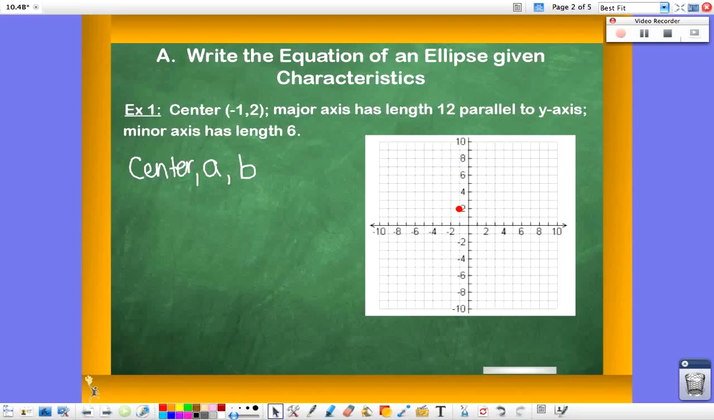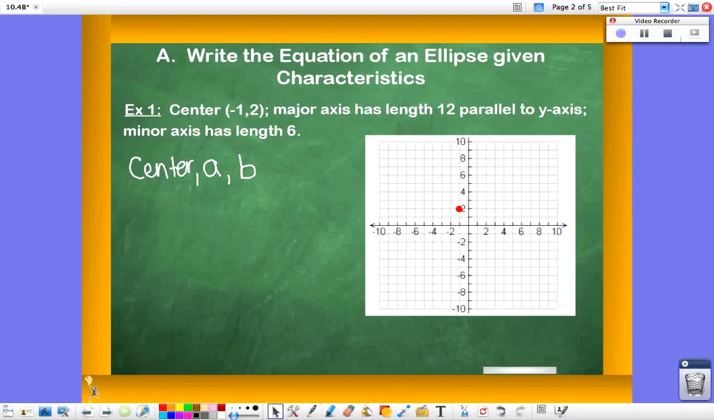Secondly, this description of parallel to the y-axis is going to help us to determine if this is a horizontal or vertical ellipse. Remember, parallel to the y-axis means it runs alongside it. So here's our y-axis right here. Our major axis is going to be parallel to it and have a length of 12. Remember, the major axis goes through the center and is split evenly. So if our major axis is 12, from the center to each vertex is going to be 6.